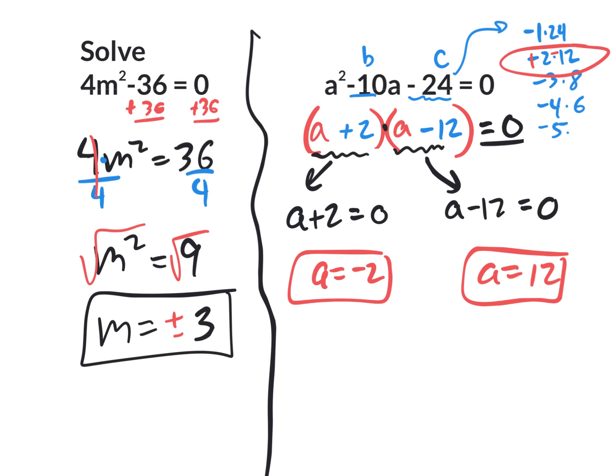Whenever there's only one letter, like over here, this one had 2. It has a squared and a's. Those are 2 different types of a's. You can't do this. But whenever there's only one single letter, like m squared, you could get that m by itself by doing the inverse operations, and you could solve that way.